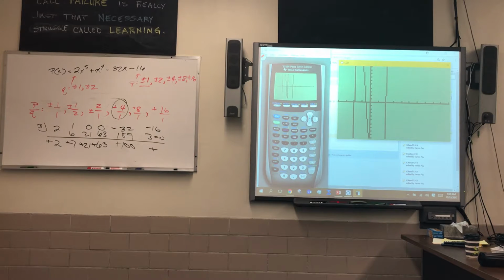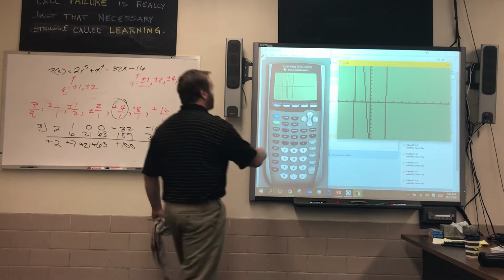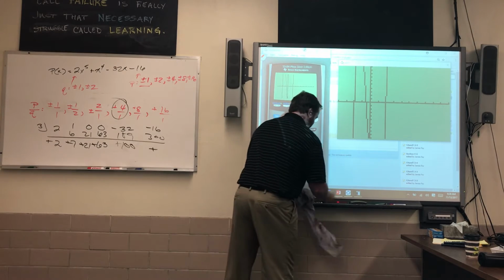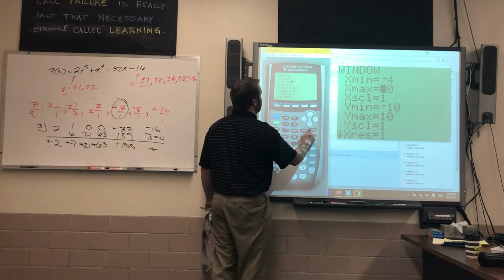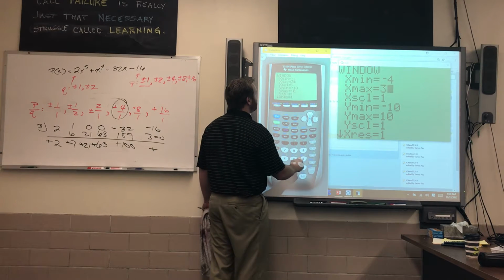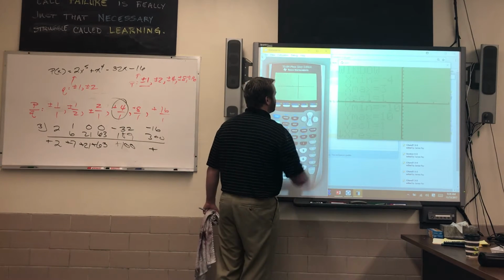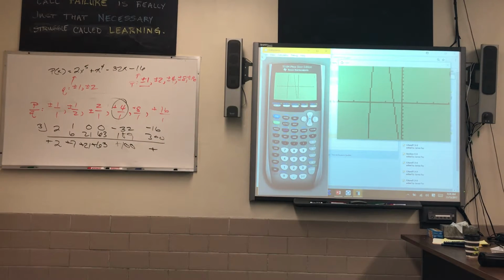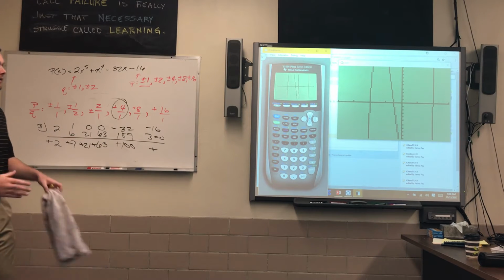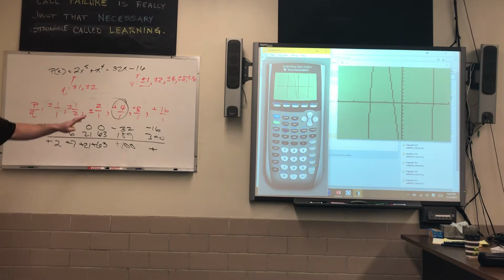So I know now that maybe if I want to, I can go to my window. I hate this thing. Go to my window, and I can change my x maximum to 3. Go back to graph. Now, at least in regards to the x-axis, that's a much better looking graph, right? And I can be guaranteed now, because of the upper and lower bound theorems, that I'm not going to have any zeros hiding from me outside my viewing window.